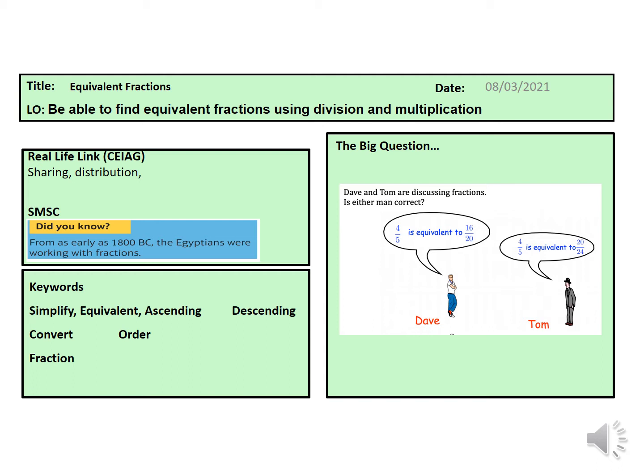So ascending and descending, if you haven't heard before, ascending means when we go from small to large, and descending means when we go from large to small. So the real life application is when we're sharing stuff, when we're going to share them in equivalent fractions for different group sizes. For example, if we have 5 people in one group and 10 people in the other group, we need to use equivalent fractions, and so on.